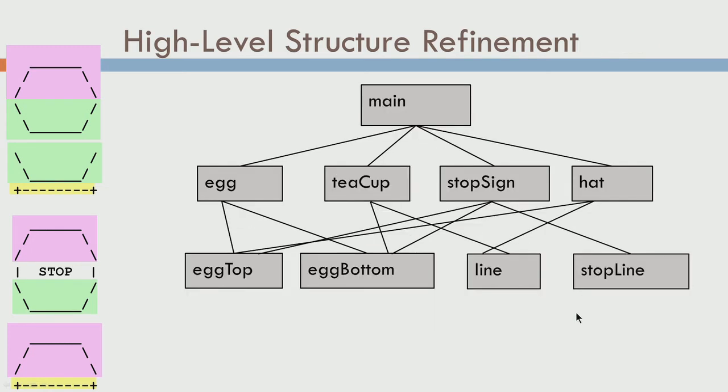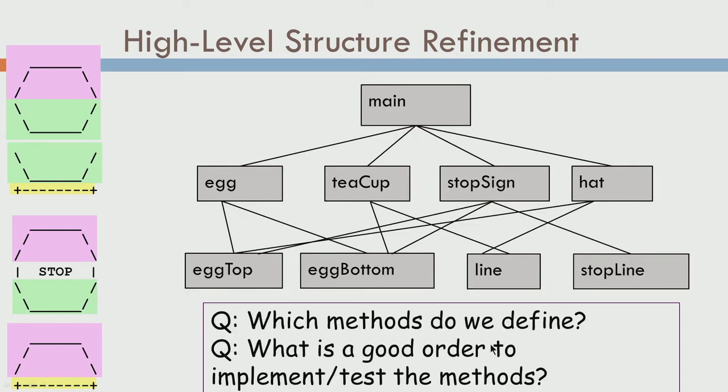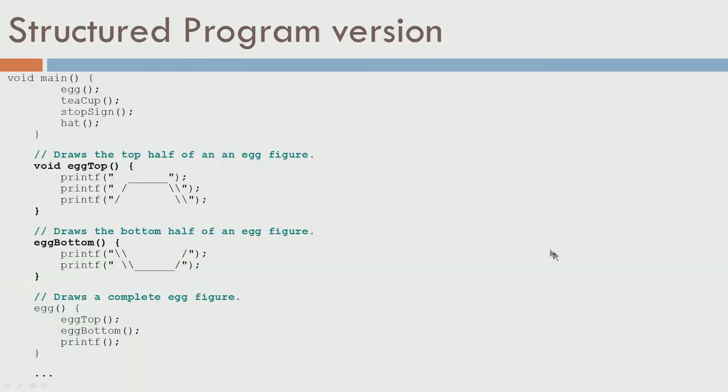So, now there are 2 questions one can ask: what are the methods we should be defining, and what is a good order in which we are to implement and test these methods. So, clearly main depends on these 4 and these 4 depend on these 4. It dictates that we have to know how to implement these 4. Without building this, there is no point in building these, and without building these you cannot build your overall diagram which is on the left side, this egg followed by cup followed by stop followed by hat, you cannot draw that, right, unless you know how to draw these 4 structures. So, we will start with each one of them.